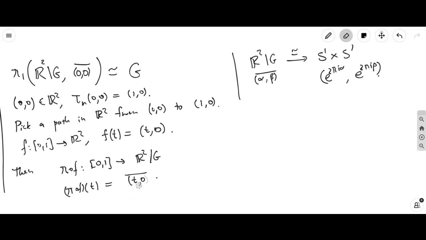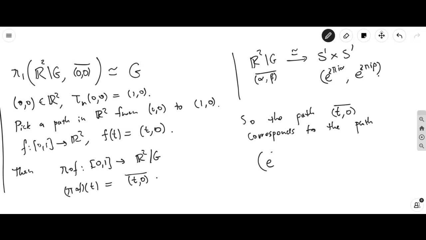So therefore, this path (t, 0) corresponds to the path, let's say e to the 2 pi i t, and the other one you can say maybe just stays as e to the 0, which is just 1. That's just 1 in the product torus.